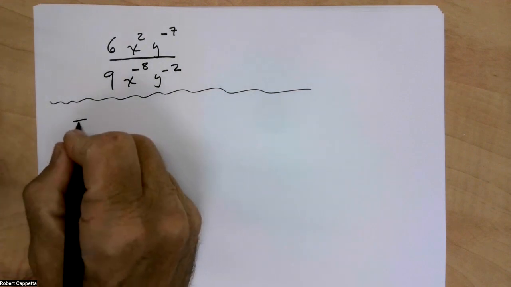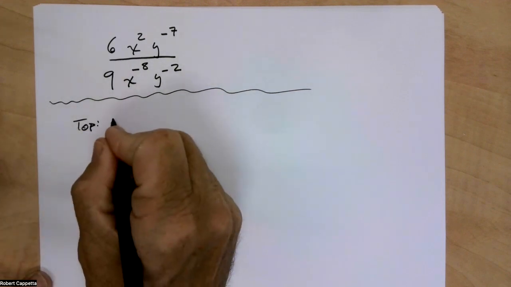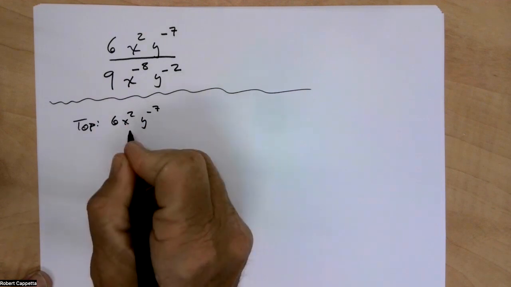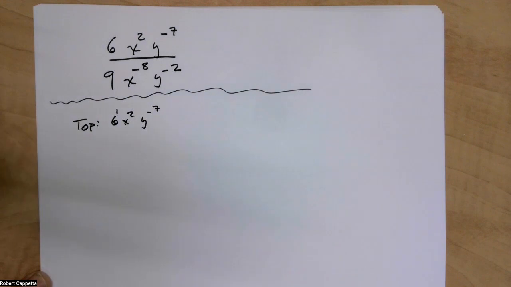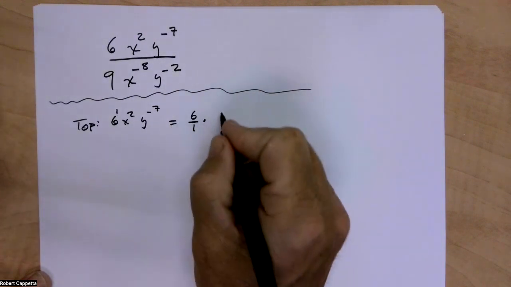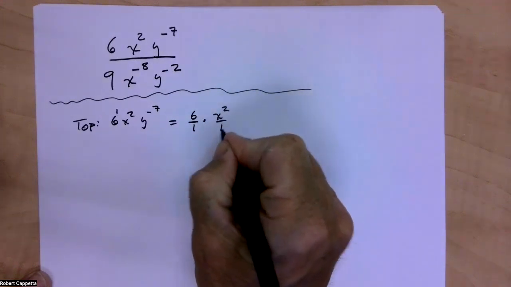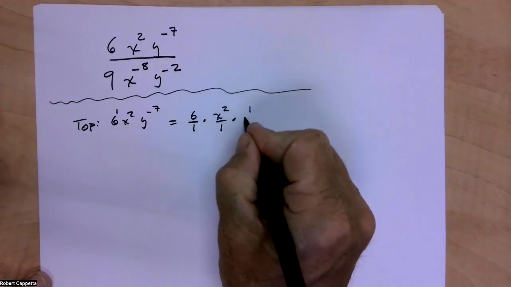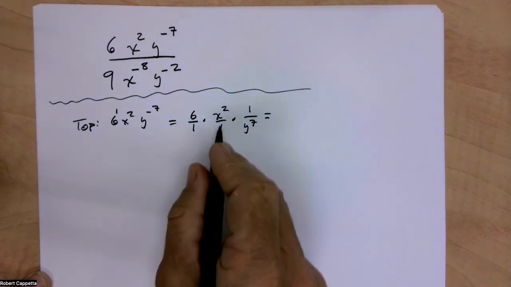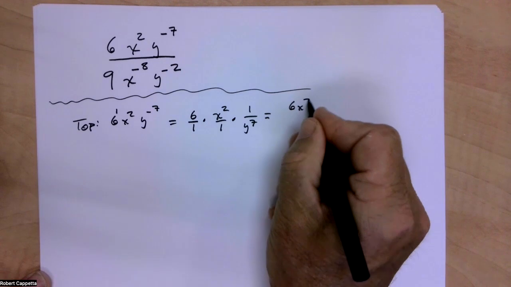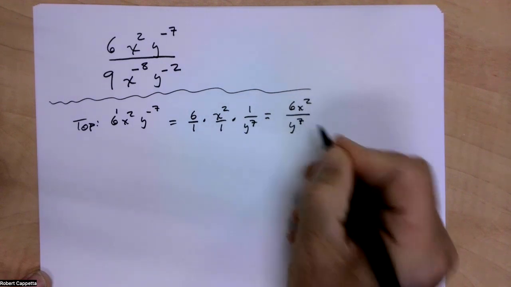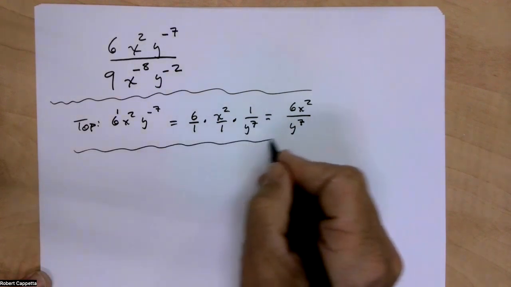So what is the top? 6x squared y to the negative 7. Give 6 an exponent of 1. So that's 6 over 1. X squared is x squared over 1. Y to the negative 7 is 1 over y to the 7th. So multiplying across the top, 6x squared times 1, 6x squared, 1 times y to the 7th, y to the 7th, that is the top.